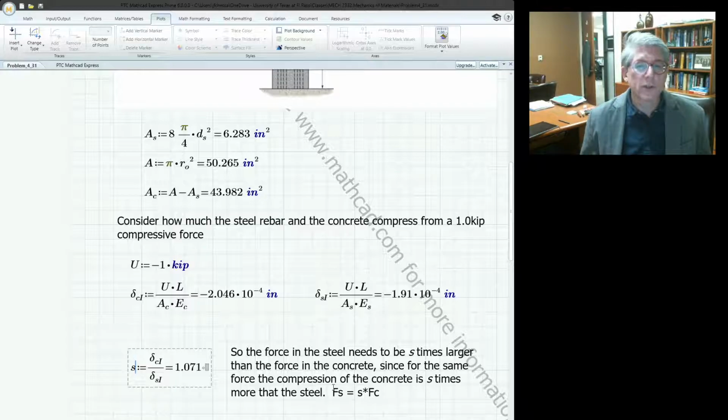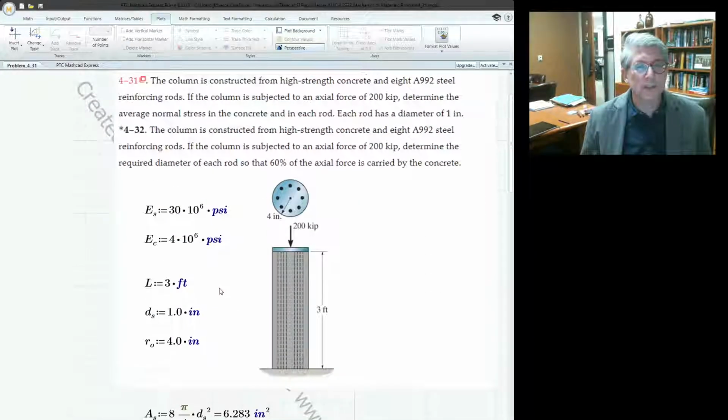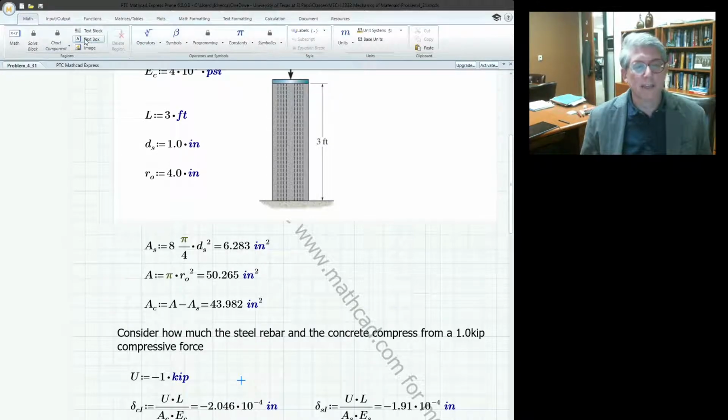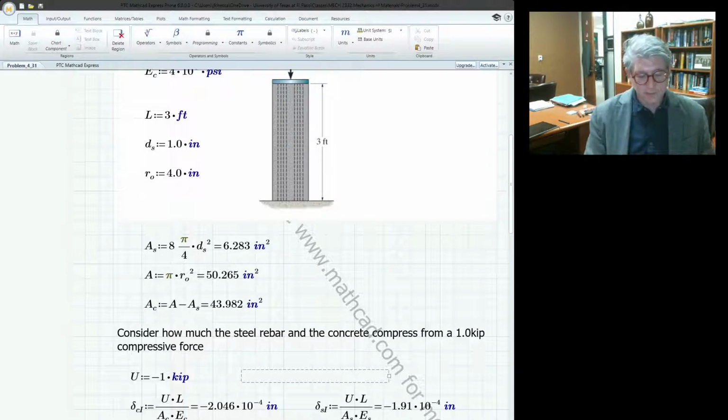Or in other words, you can write this as an equation, Fs equals S times Fc. All right. Oh, and I didn't think I did it in my intro thing, I should have. You can also put in text in Mathcad, right? There's a little text box, and then you can type in whatever you wanted to do.